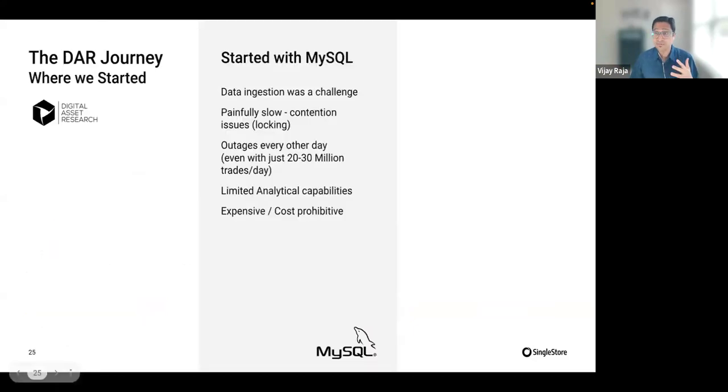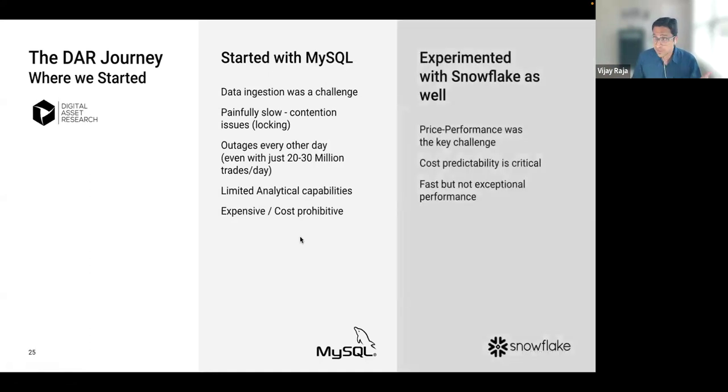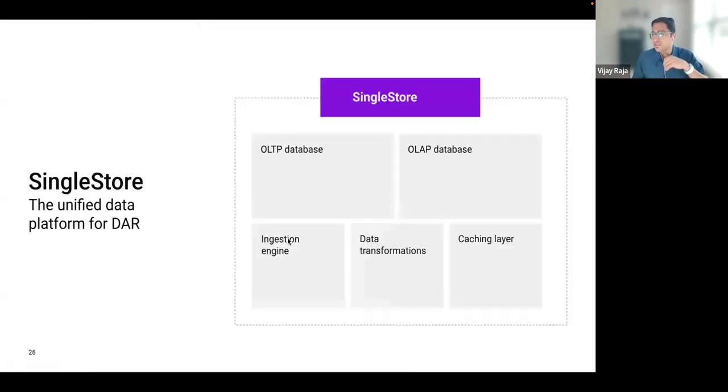They started with MySQL, on RDS. Data ingestion was a challenge for them. It was painfully slow to get the data in. Again, the single-node database ran into contention issues, very similar to the Fathom story we were talking about. And they eventually ran into outages, even with just 20 to 30 million trades, and cost overages. They experimented with Snowflake, especially for the analytical side, but it just couldn't scale to the price performance they were looking for.